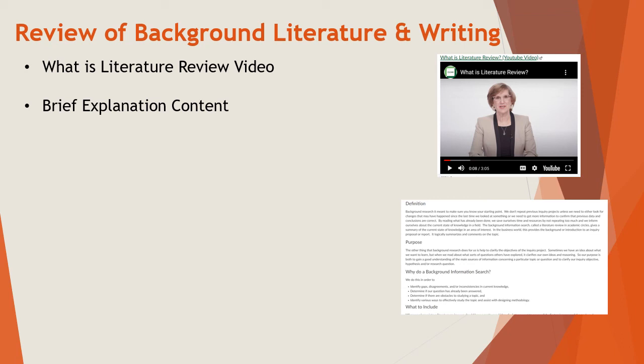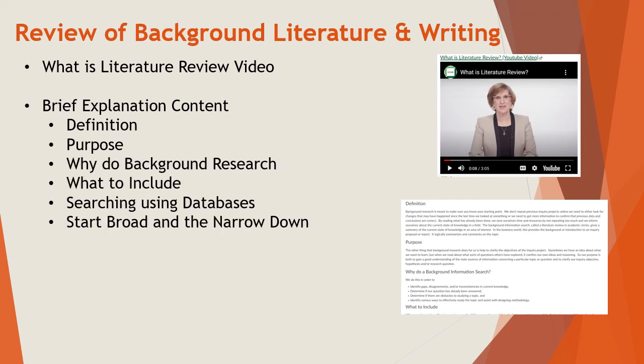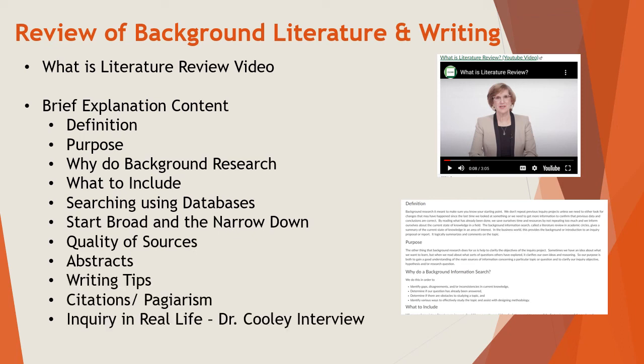And then we have a lot of content. It looks like a lot of content, but it really isn't. There's a lot of different sections. Most of these are brief paragraphs or even bulleted sections. What is the definition of background literature? What's the purpose? Why do we do this research? What to include? Searching using databases. Start broad and narrow down. These are all great things that you need in going through your survey project, specifically when you're doing the background research. Start broad and narrow down, the quality of sources, abstracts, some writing tips, then it talks about citation and plagiarism.